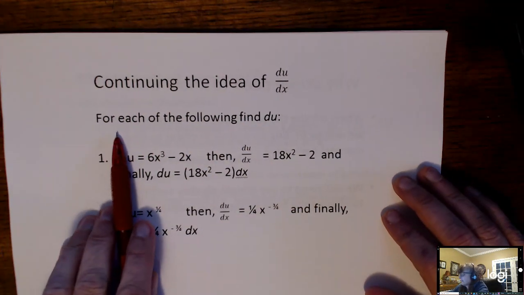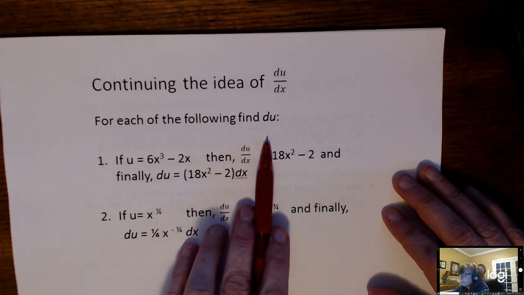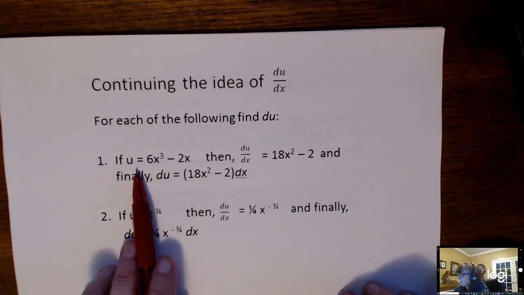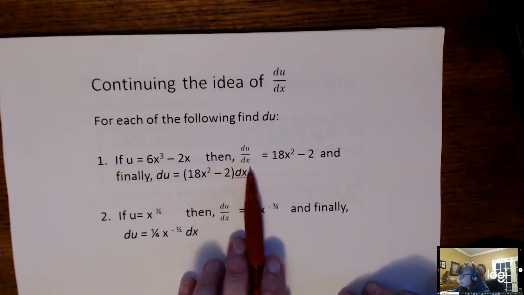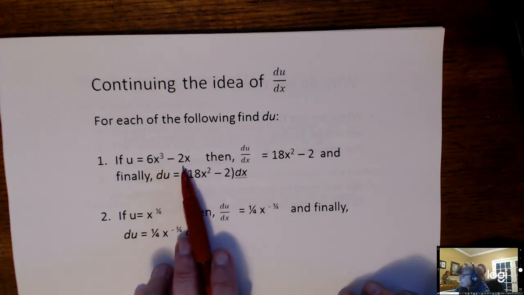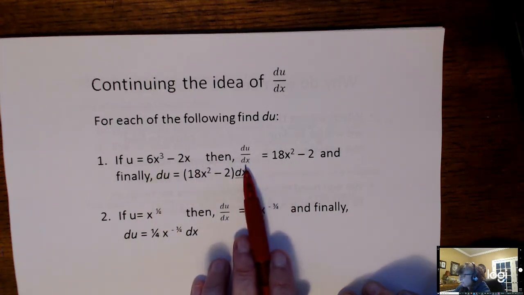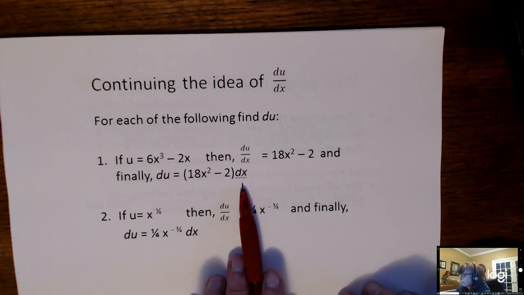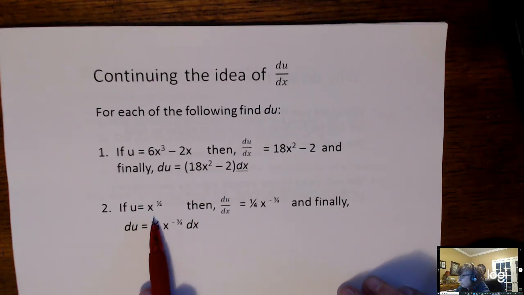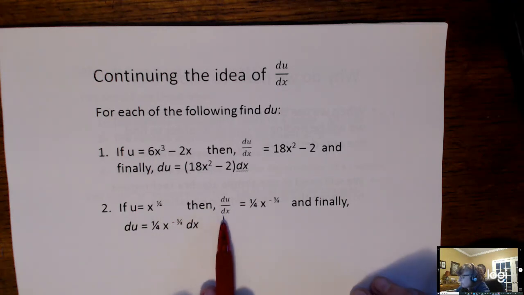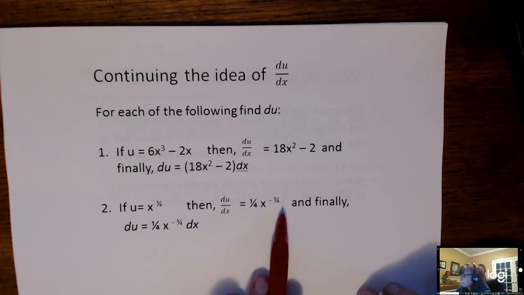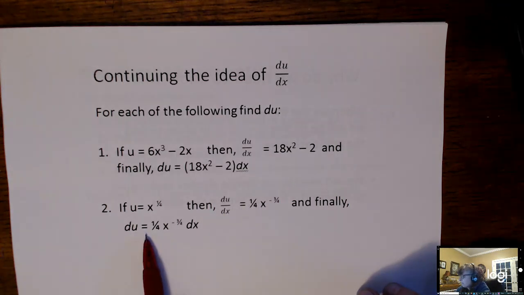Okay, so let's practice that. It says for each of the following find du. So if we let u equal 6x cubed minus 2x, then the derivative of u with respect to x, du over dx, is 18x squared minus 2. And then if we multiply both sides by dx, we get du equals parentheses 18x squared minus 2 dx. If we let u equal x to the 1/4, then the derivative of u with respect to x is 1/4 x to the negative 3/4, and then if we multiply both sides by dx, we get du equals 1/4 x to the negative 3/4 dx.